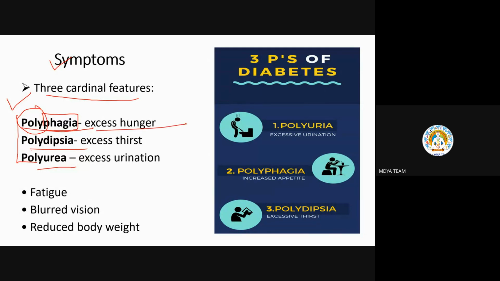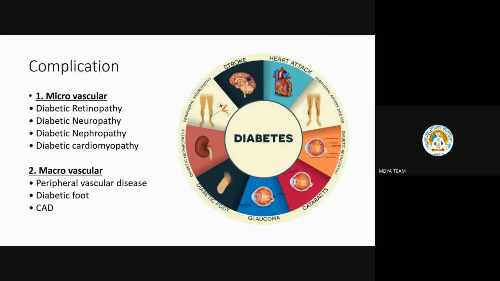Now, polydipsia is excess thirst or drinking. Now, polyuria, by the name itself, you can understand, is excess urination. These three are the main ones. These are called the three P's of diabetes. Okay, polyuria is excess urination, polyphagia is increased appetite or excess hunger, and polydipsia is excessive thirst. Other symptoms are fatigue, blurred vision, reduced weight, etc. These are not so required, but these three are very important.